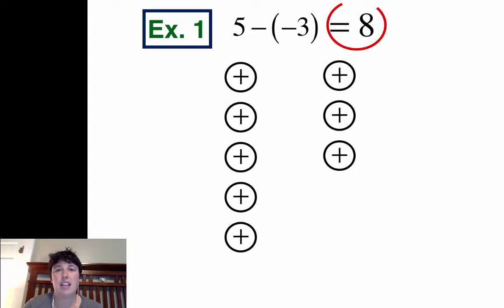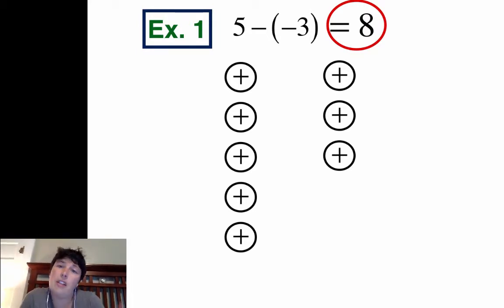Final answer is 8. Was that crazy, or did you follow me on that? So to do this problem, I needed to take away negative 3, and I didn't even have negative 3. So I had to invent my own negative 3 by bringing in 3 negatives and 3 positives, because they all cancel out to 0.